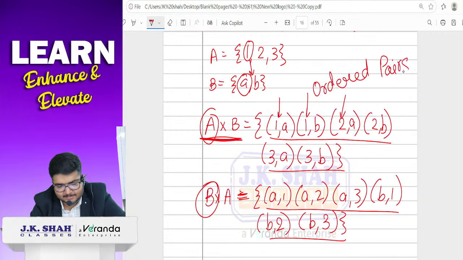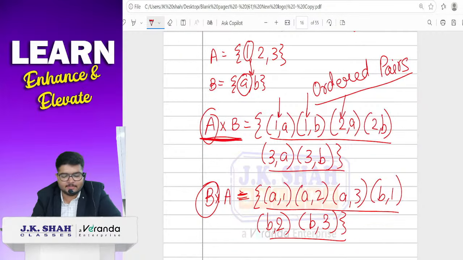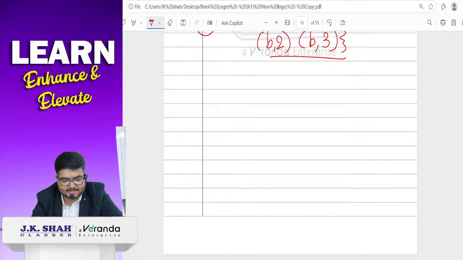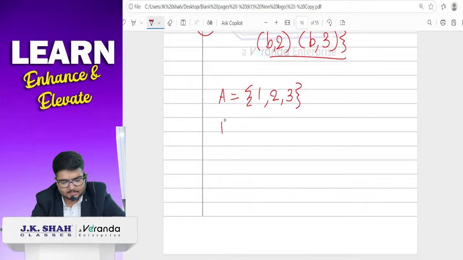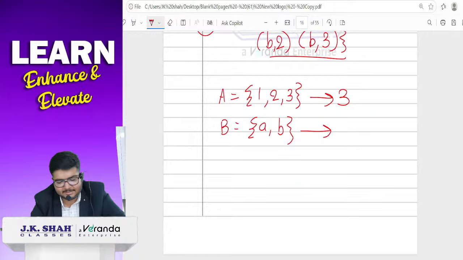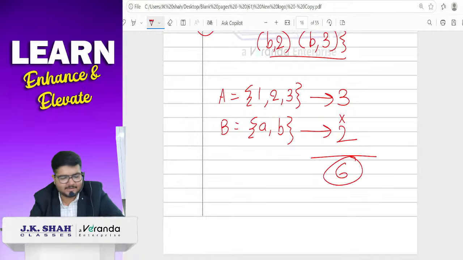How many ordered pairs are formed? 6 ordered pairs are formed. Do you know why 6 ordered pairs are formed? Just a minute, I'll explain why there are only 6 ordered pairs. How many elements are there in this set? 3 elements. How many elements are there in this set? 2 elements. 3 twos are 6, and therefore there are only 6 ordered pairs.